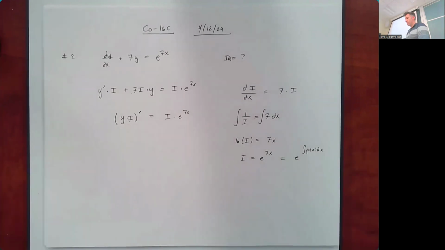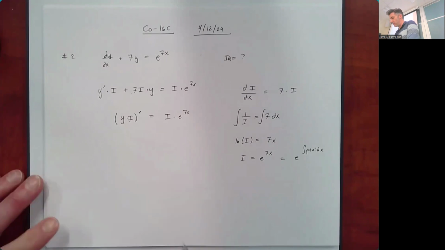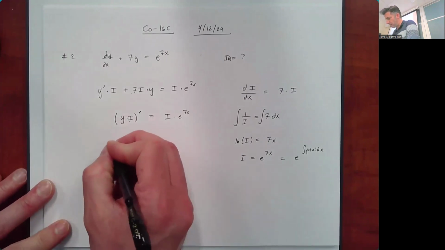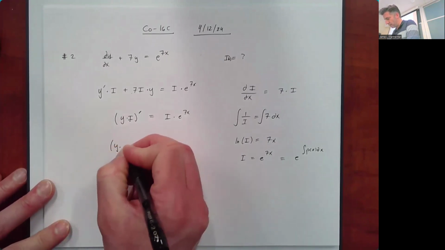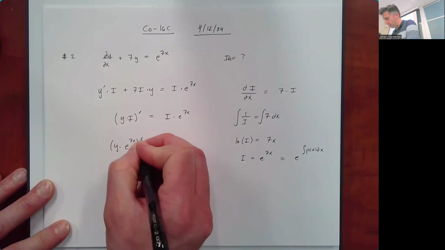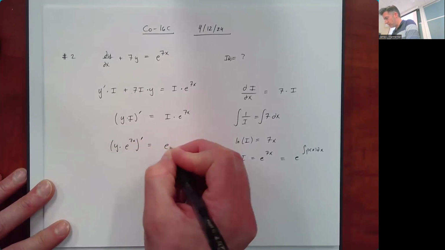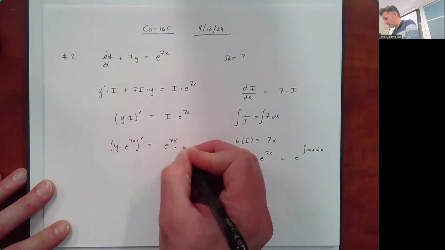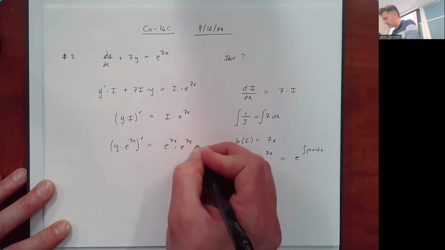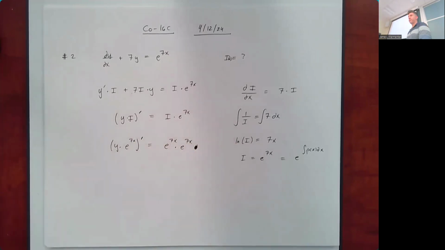Cool. I don't remember where exactly she likes to plug this in. I feel like right now is the time. So what we really have here is that y times e to the 7x, prime, is equal to e to the 7x times e to the 7x. Seem good?